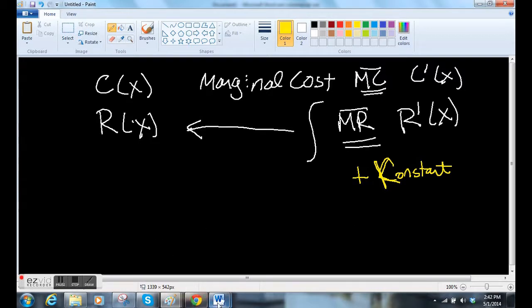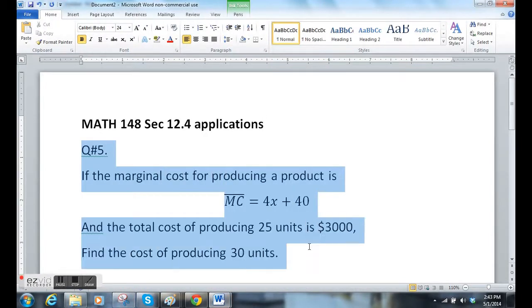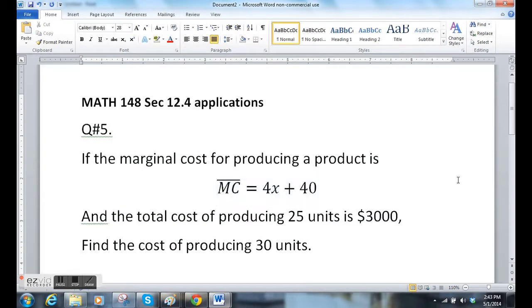So here's the problem, question number 5. If the marginal cost for producing a product is 4x plus 40, that's the marginal cost. This is the rate of change of cost. It's not the cost function. And the total cost for producing 25 units is $3,000. Find the cost of producing 30 units.